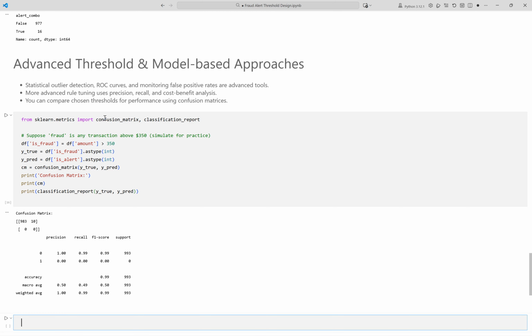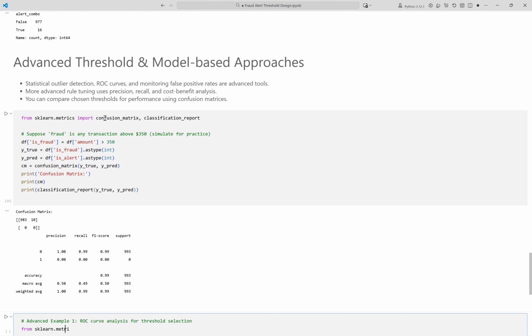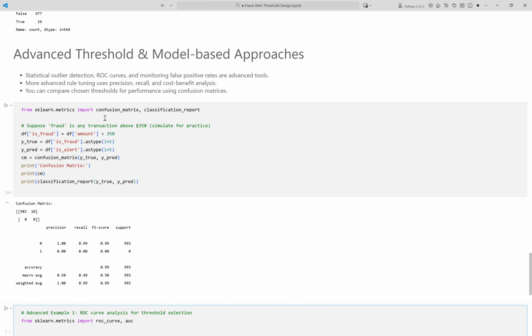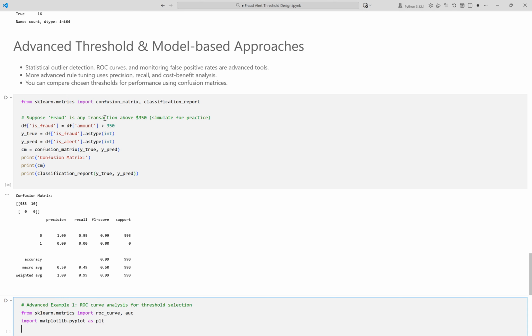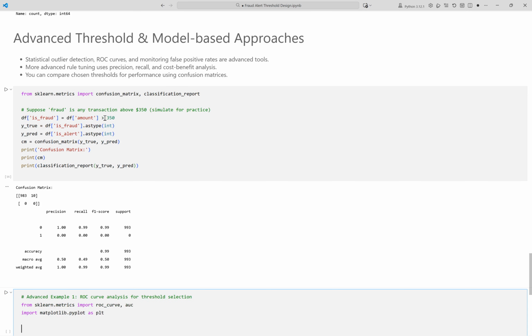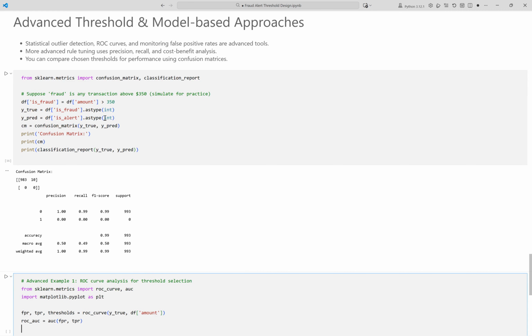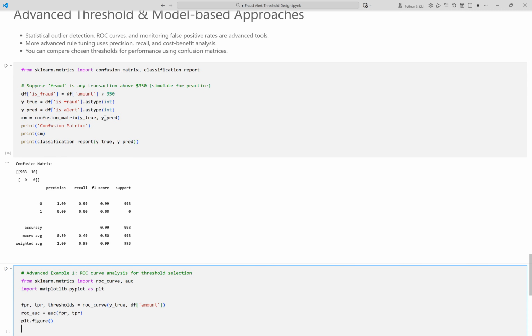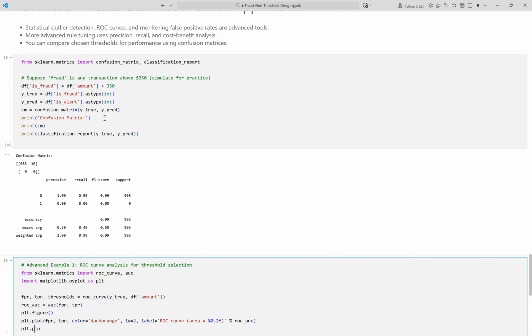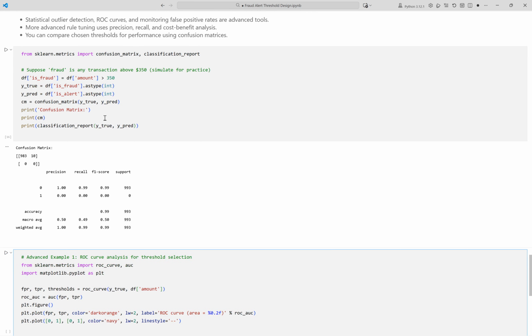We import ROC analysis functions from sklearn. We import matplotlib again for plotting. We calculate ROC curve statistics using amount as the score. We compute the area under the ROC curve for evaluation. We create a new figure for plotting. We plot the true positive rate against the false positive rate. The orange line shows the model's performance. We plot a baseline diagonal to represent random guessing.